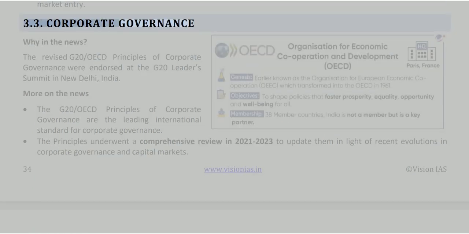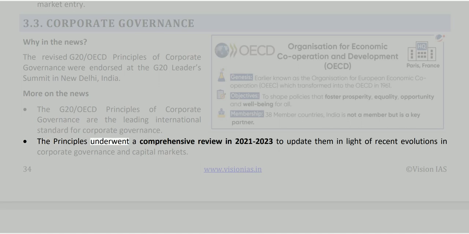3.3 Corporate Governance. Why in the news? The revised G20 OECD Principles of Corporate Governance were endorsed at the G20 Leaders Summit in New Delhi, India. More on the news: the G20 OECD Principles of Corporate Governance are the leading international standard for corporate governance.